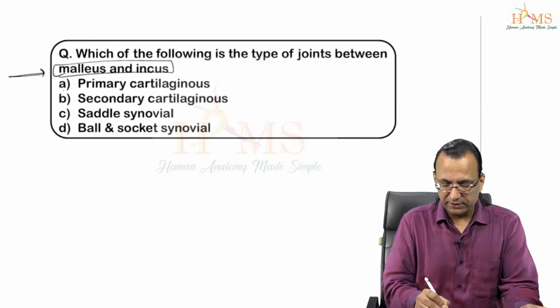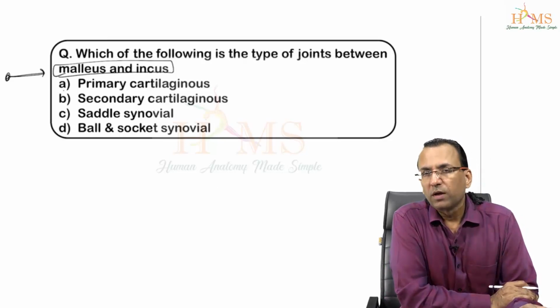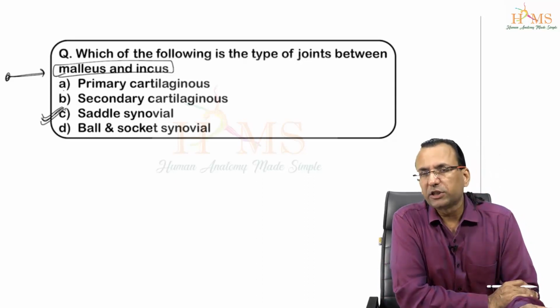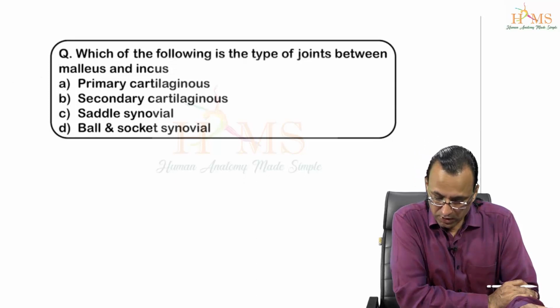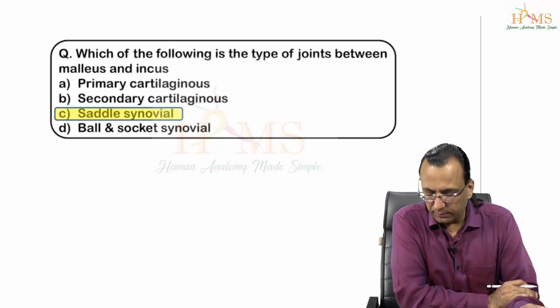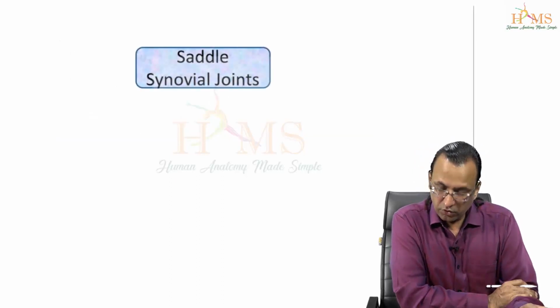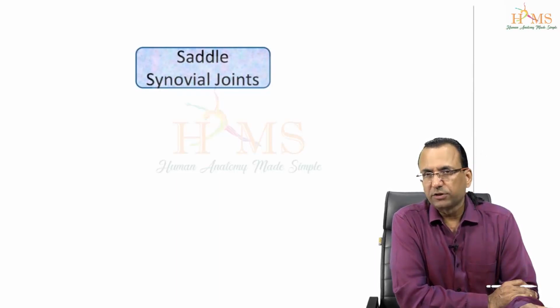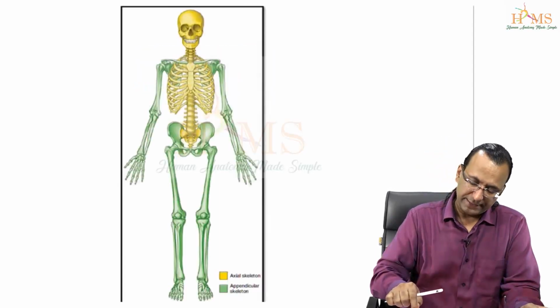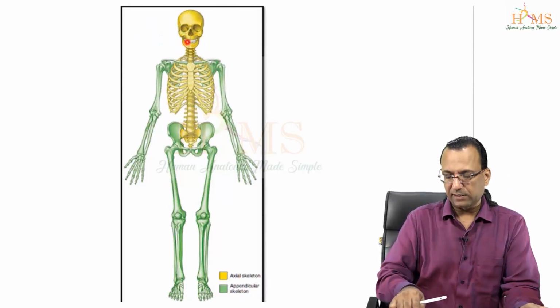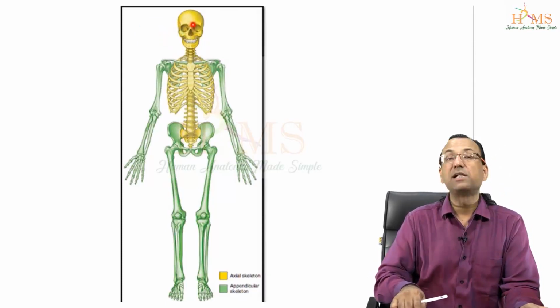As we are talking about the malleus and incus joint, it is synovial. Which synovial? It is saddle synovial. So, malleus incus is a synovial, saddle synovial joint, fine. I will keep the answer as saddle synovial, but we have to discuss some more saddle synovial joints. One is, of course, the malleus incus, which you will find in the middle ear cavity. So, in the middle ear cavity, you have the malleus and incus synovial joint, which is a saddle synovial joint.